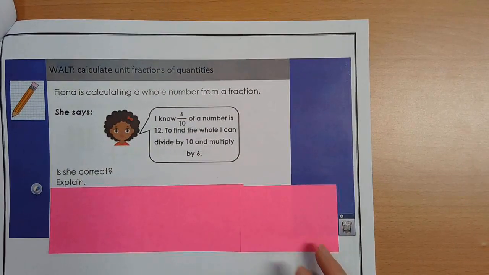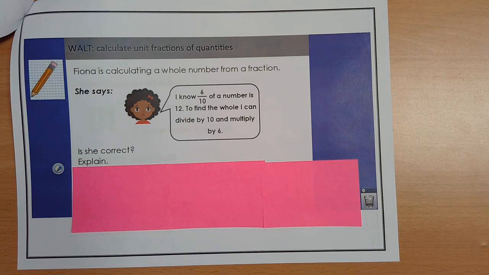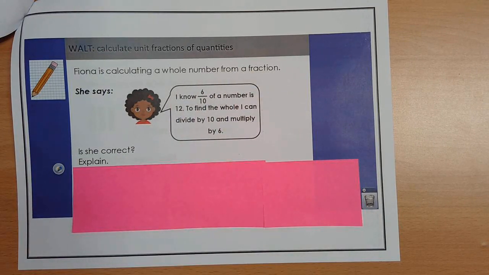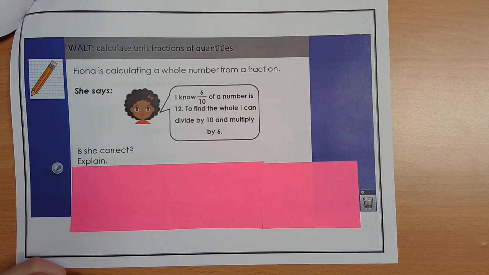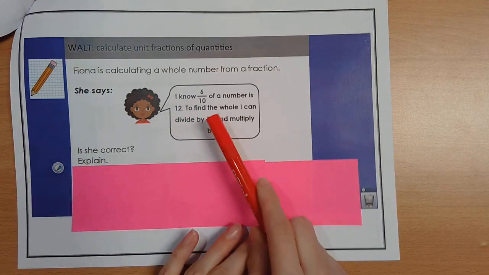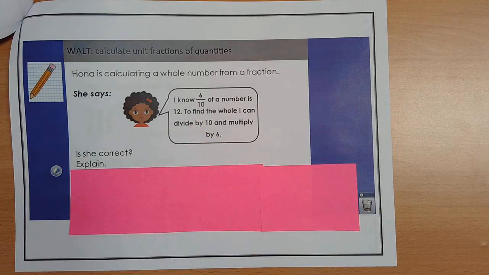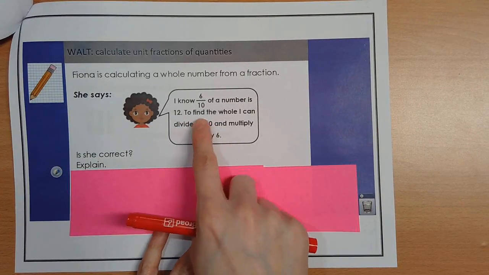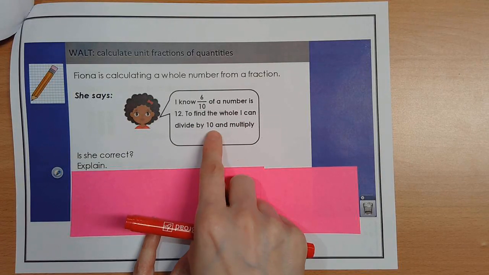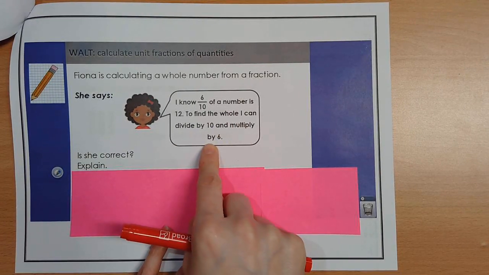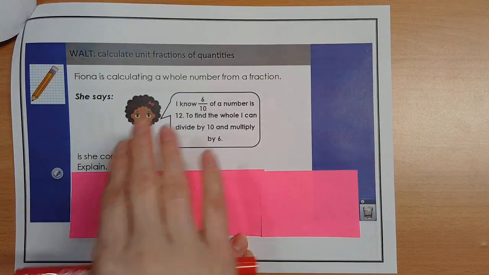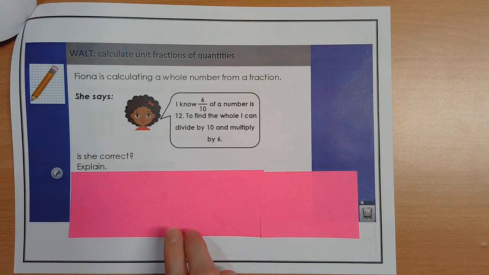Okay, let's have a look at another reasoning question. So Fiona is calculating a whole number from a fraction, just like we have been practicing. She says, I know that 6/10 of a number is 12. To find the whole, I can divide by 10 and multiply by 6. So in a moment, I want you to pause the video, read that another time if you need to, and think, is she correct? And explain why she is or why she is not correct. What has she done wrong, or why is she right? So pause the video and have a go.